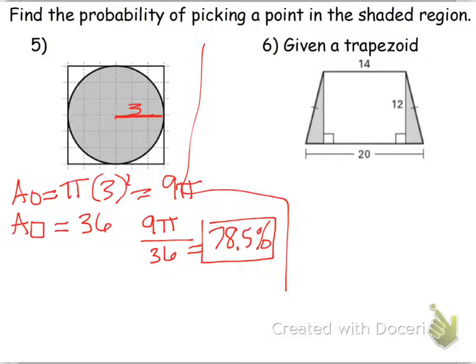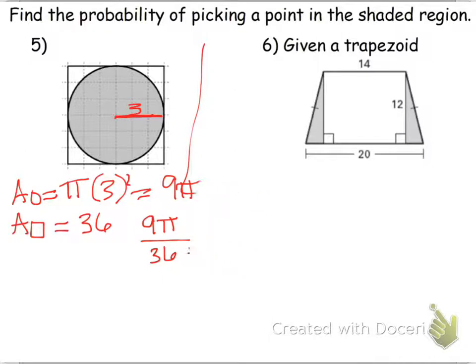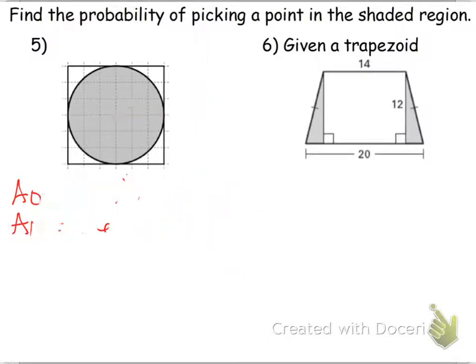Number 6, so given a trapezoid, and I'm going to actually clear some of this over here. If you didn't get that, just rewind. All right, so number 6, given a trapezoid, we need to get the area of just the shaded region. And so we need to get the area of the parts that we want. We're getting the probability of the shaded region. So I need to get the area of these two triangles, and then I need to divide it by all of it. Divide it by the whole.